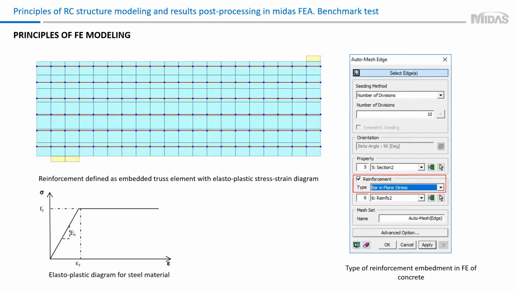Reinforcement in the model is defined as an embedded truss element. If it's a truss element, you only have to define the area of reinforcing bars. For each layer in my model, I defined the total area of bars. For reinforcing steel, the bilinear and ideal plastic stress-strain diagram was used.